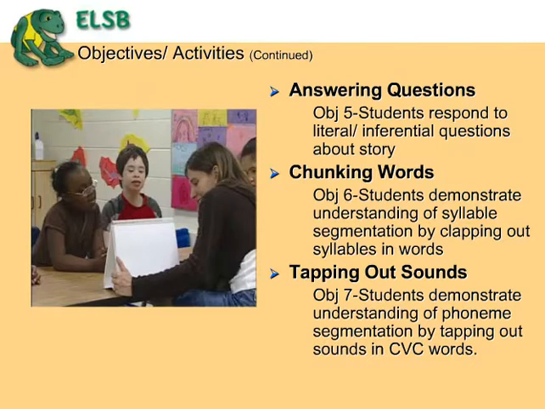Objective 5 is where we are introduced to comprehension. In answering questions, this is where students respond to literal or inferential questions about a story. Objective 6 is where students begin to understand syllable segmentation by clapping out syllables in words. And we continue that phonological awareness training with Objective 7, where students are responsible for tapping out sounds in words.